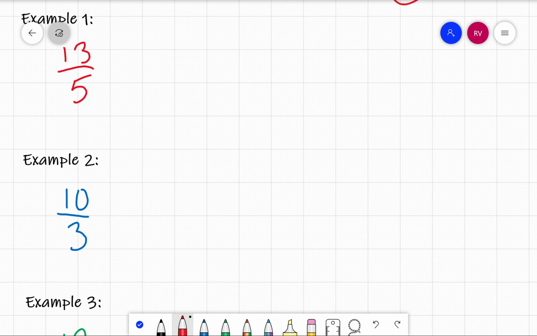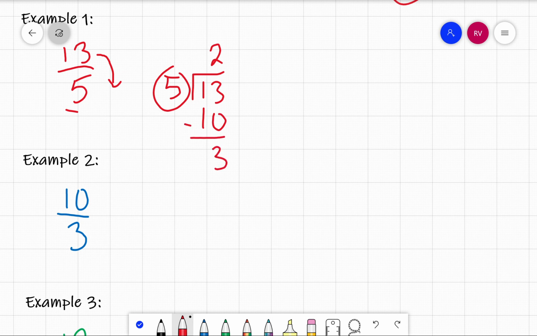So basically, we're going to take this 13 and bring it down and make a division problem. Okay, so we have 13 divided by 5. So your denominator, the bottom part of your fraction, is your divisor. Okay, and so we're going to divide 13, which is our numerator, by our denominator, which is 5. So 5 goes into 13 twice. If we multiply 2 times 5, we get 10. Subtract, and you have 3 left over.